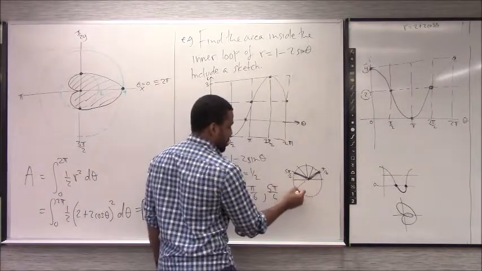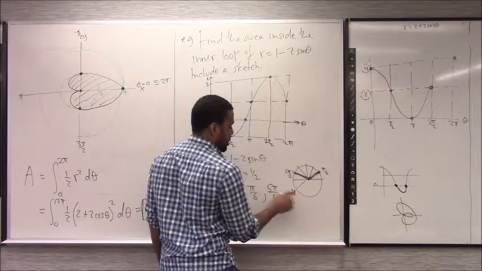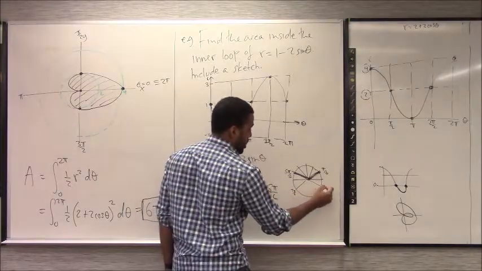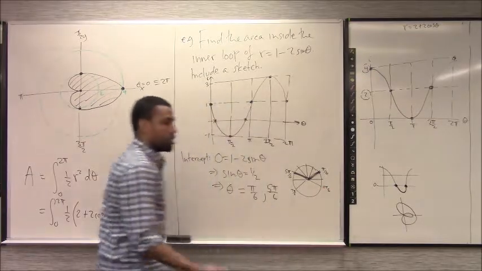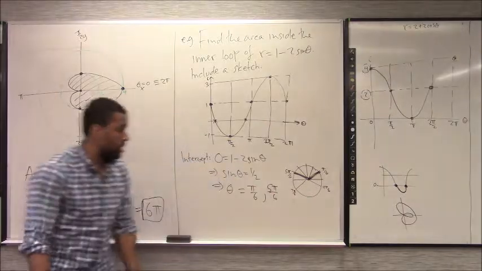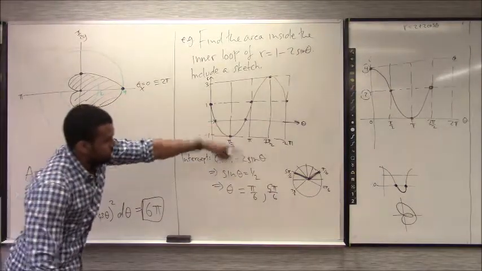6 pi over 6, 7 pi over 6 would be the one down here. That's if you were negative 1/2. You would choose the 7 pi over 6. You'd also get the 11 pi over 6, which is over here. That's if you were negative and you wanted the quadrants in the third and fourth. But we wanted it in the first two quadrants, so those are the ones.